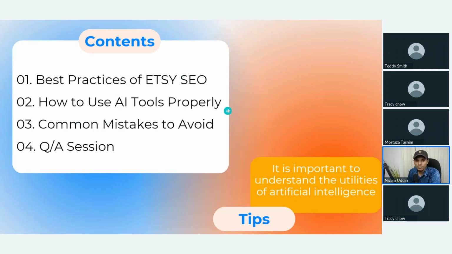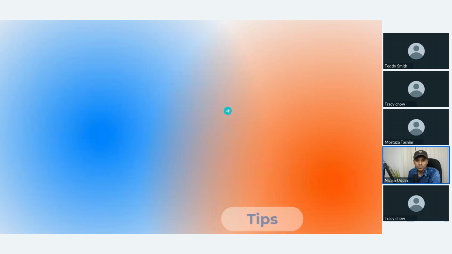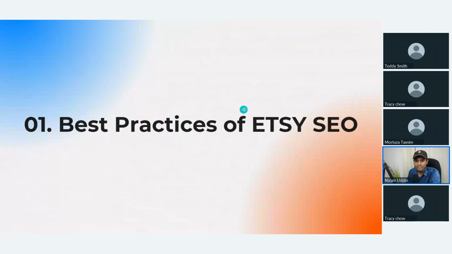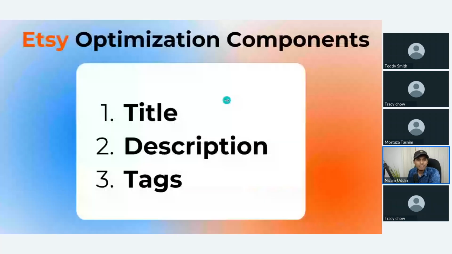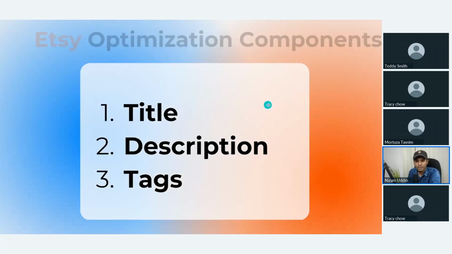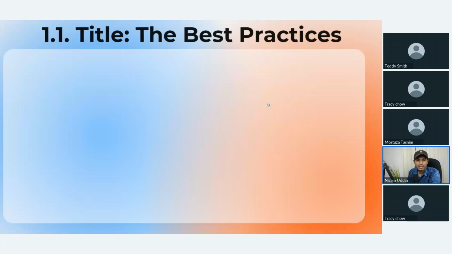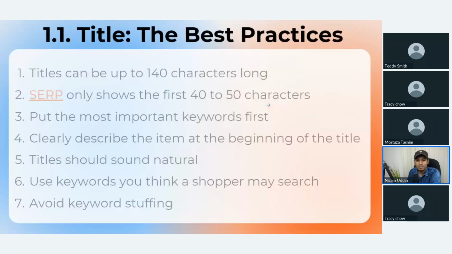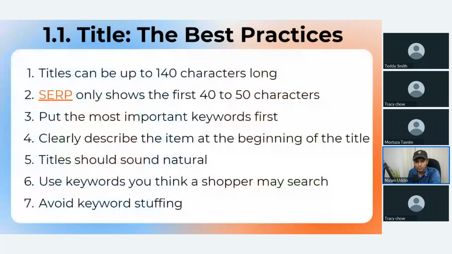So the first one, best practices for SEO. In SEO, there are actually 3 parts in it. For example, title, description, and tags. So the first thing that we're going to talk about, title. In title, there are some best practices. For example, the first one, title can be up to 140 characters long.